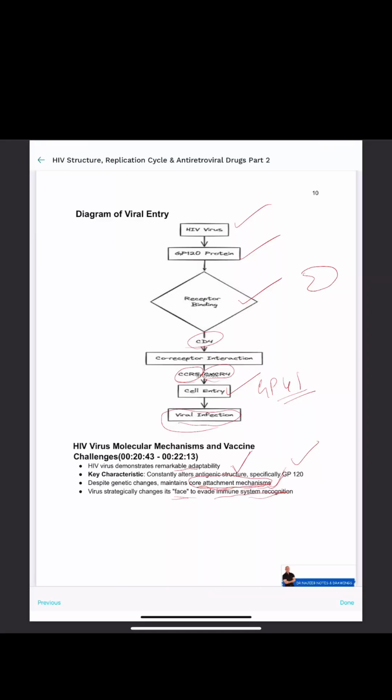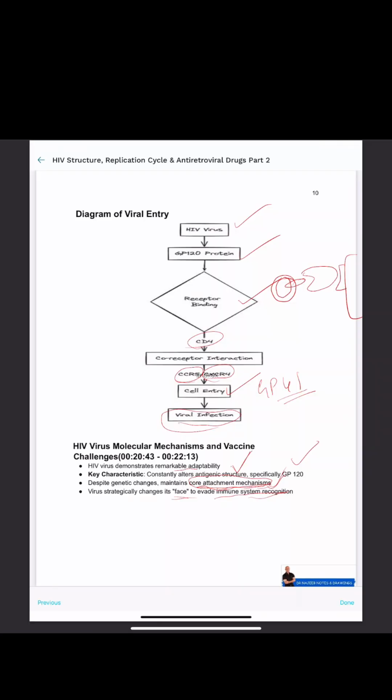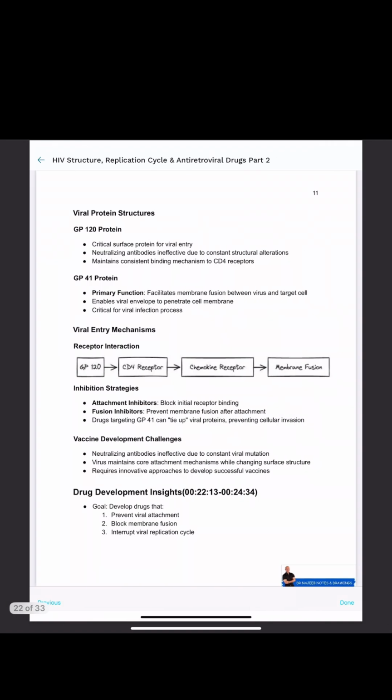That means this is our GP120, this is our host cell, this is our GP41, and this is our double-layered lipid bilayer. So the GP120 changes its shape, it makes its shape weird, but it keeps its viral entry mechanism the same. That means how the immune system will recognize these viruses is confusing, but how it will enter the cell remains the same. The core attachment mechanism remains the same. It is basically only confusing the antibodies formed against the virus. Viral protein structure we have known, this also we know.